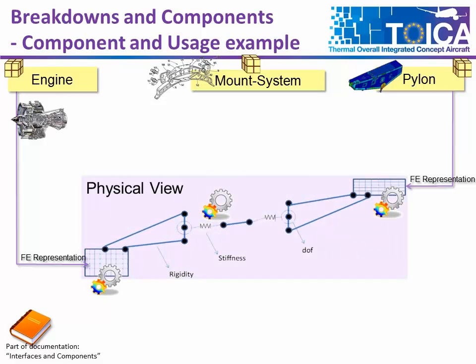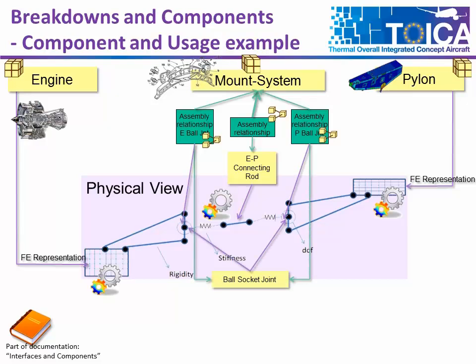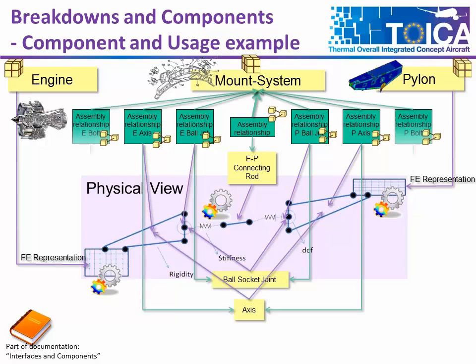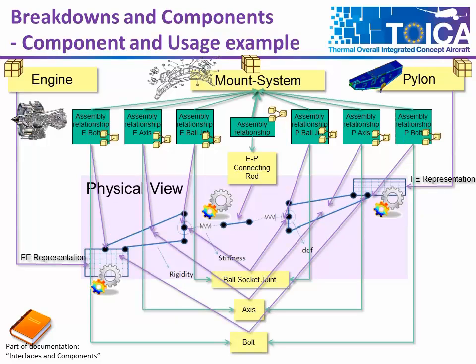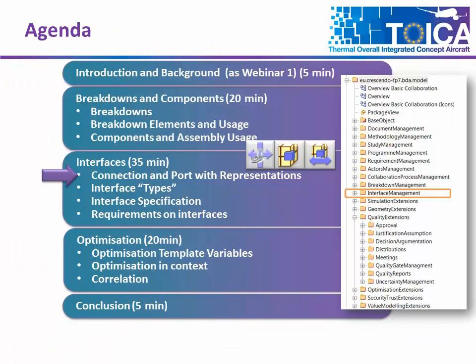The example is then expanded to show a second level. The mount system has an engine pylon connecting rod with a beam representation model. There are two ball joints, and these are the two usages of the same ball joint socket component. The component has two representations. Each usage has a representation each. The example continues with axis and bolt components and their associated usages. Now we continue on with the same example into the interfaces section of this webinar.